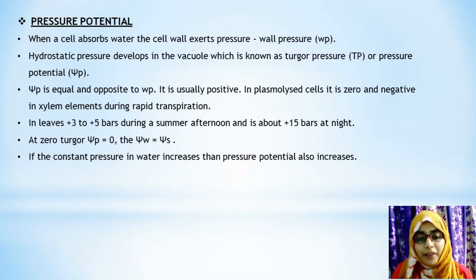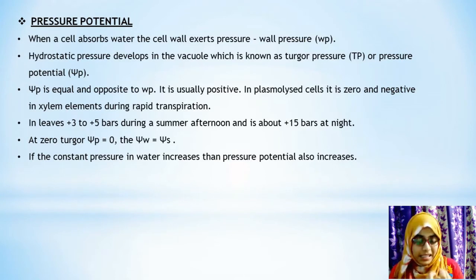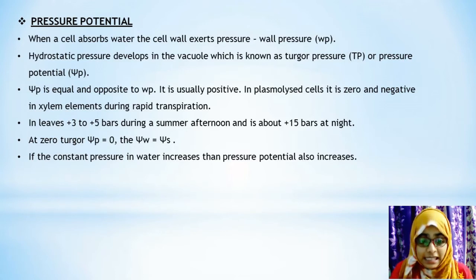Hydrostatic pressure develops in the vacuole, which is known as turgor pressure, or pressure potential. That is nothing but when a cell absorbs more water, the cell creates a certain amount of pressure. That pressure is called turgor pressure or pressure potential, which is represented as psi p, and is equal and opposite to wall pressure. Wall pressure is nothing but the pressure which is exerted on the walls of the cells. It is usually positive. It is not negative like the other bars.